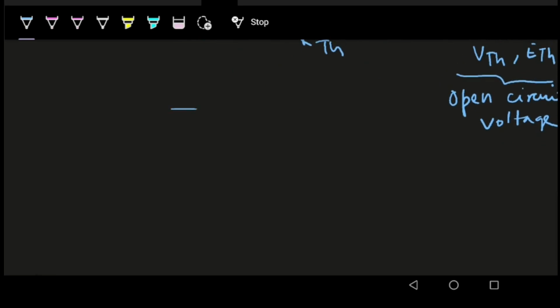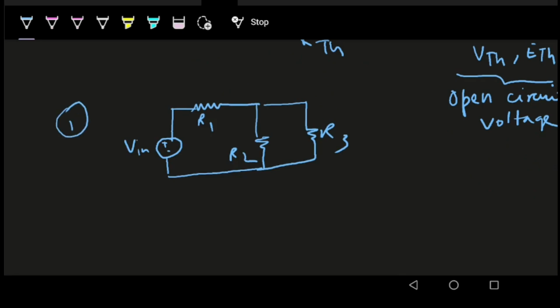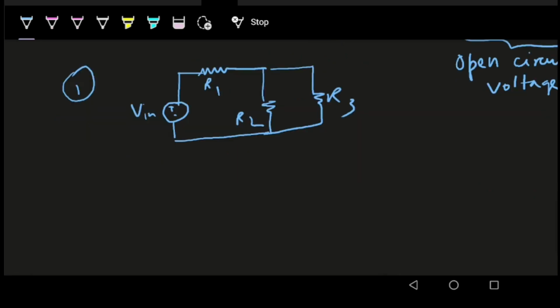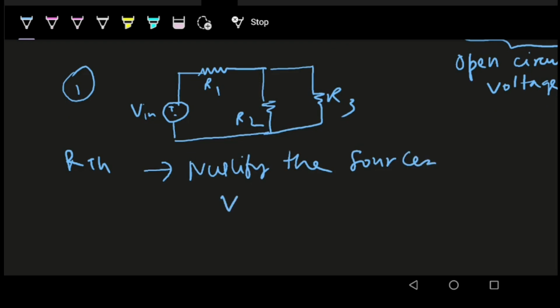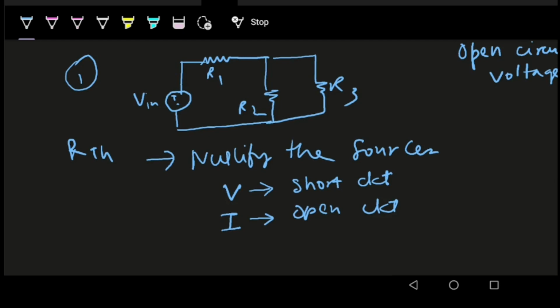Let's redraw our original circuit here. This is part 1. What we have to do while finding RTH is nullify the sources. It may be a voltage source, it may be a current source. If it is a voltage source, we have to short circuit it, that is 0 voltage. And if it is a current source, we have to open circuit it, meaning 0 current. In this example we have a voltage source, so we have to short circuit it.